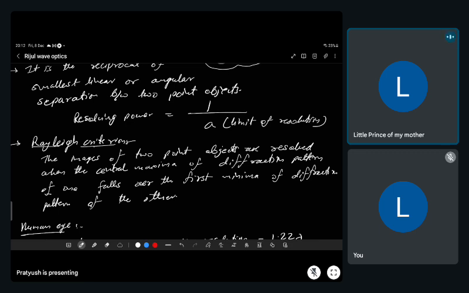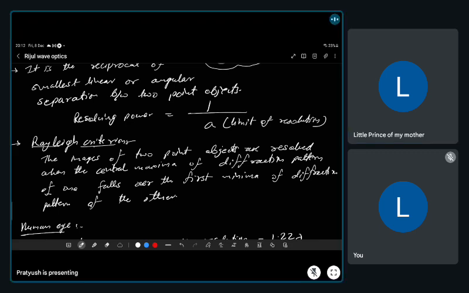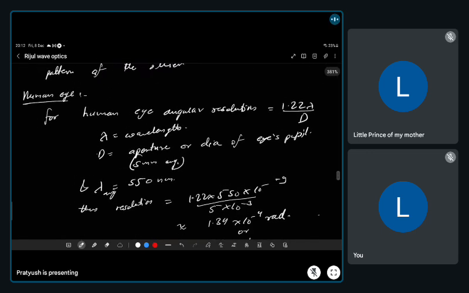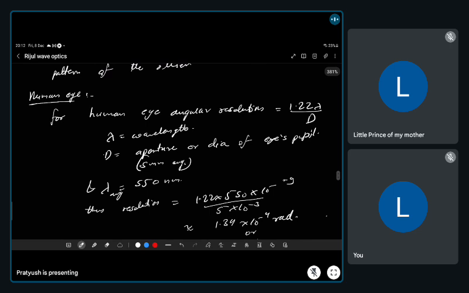Done? Now next we are moving ahead to the human eye. Now optical instruments, we are moving on to optical instruments. Now what is the human eye? What is the resolution for a human eye? What is a human eye, that we have already seen in ray optics. Now the thing is about resolution. What is the resolution of the human eye?